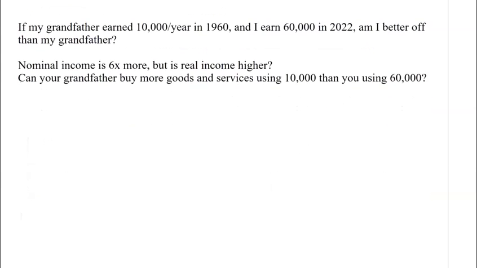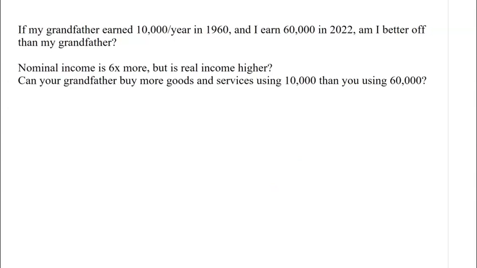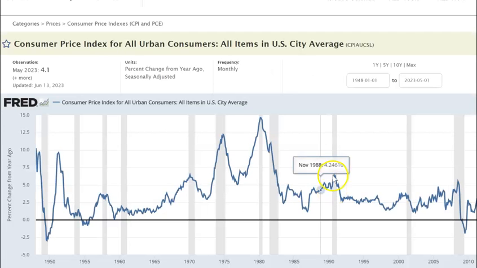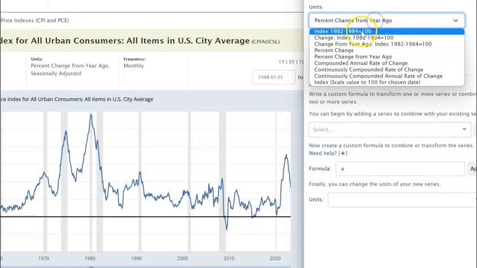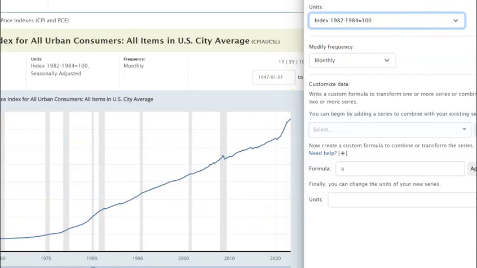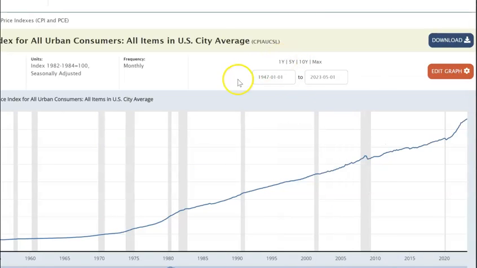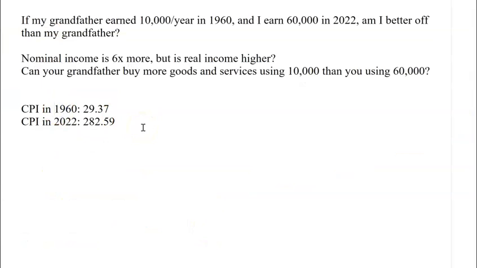So we then need to use CPI to find it. We go back to our consumer price index data. We don't need the percentage change again. So I will go back to edit graph here and convert it to the index. Then I'll just take January of 1960 data. January of 1960 was 29.37. These are the CPI values I found from FRED, for January of 1960 and January of 2022.